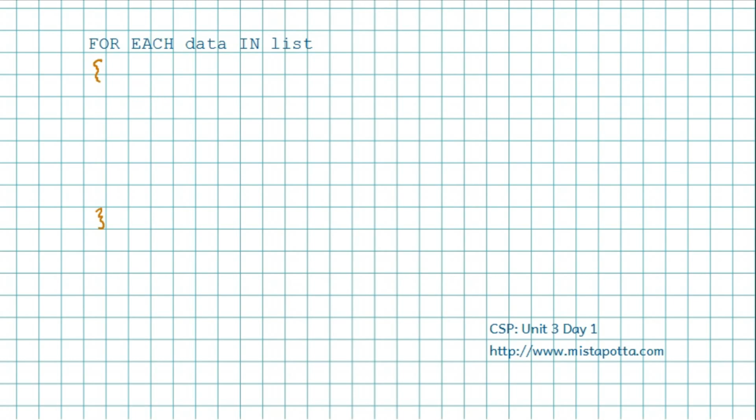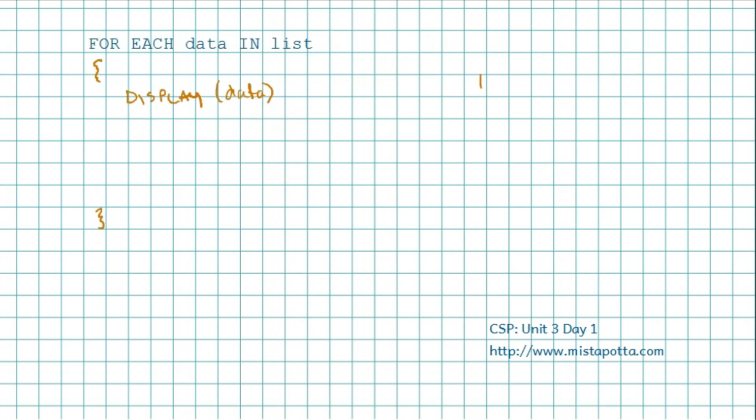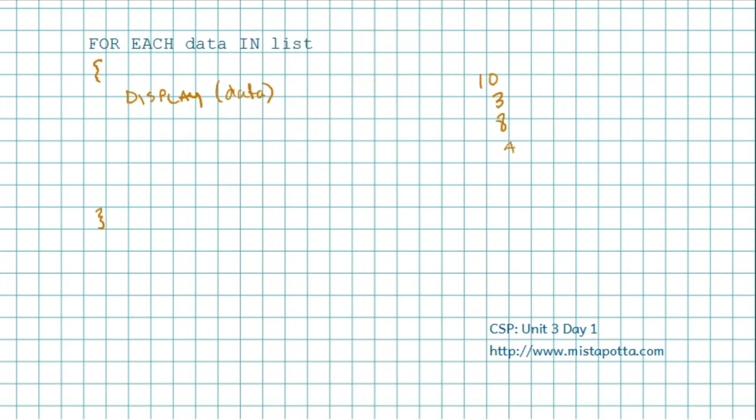What I want to do is display data. And if I do this, then the first piece of data is the 10. So a 10 will show up first because that's my first piece of data. Then the 3, then the 8, then the 4, then the 9, and then the 7. So this loop allows me to go through the data one piece at a time and treat all the pieces of data equally. All the pieces of data will be subject to whatever code lies between the braces.